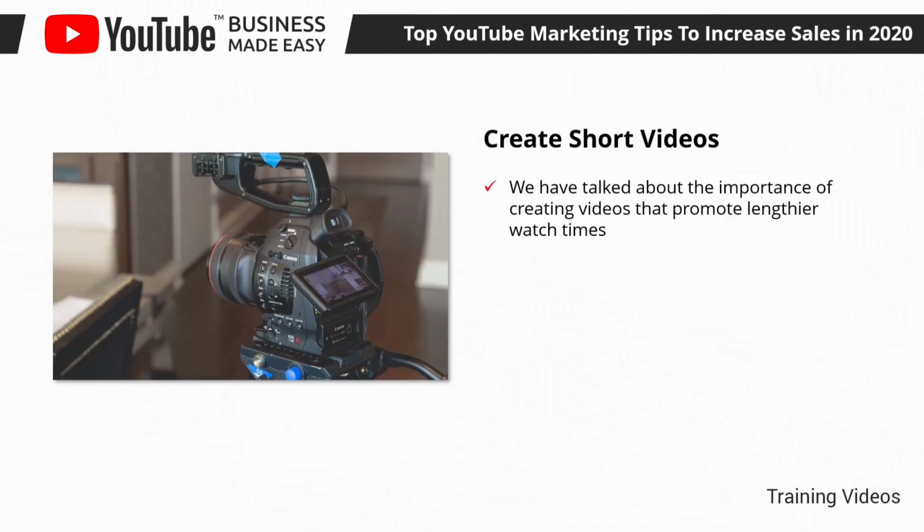We have talked about the importance of creating videos that promote lengthier watch times. These are videos that are on average between 6 to 25 minutes long, and the intention is to boost retention. But it so happens that the contrary can work as well, if not better in some instances. That's why it is important to include short videos into your mix. Videos that last less than 2 minutes can generate over 50% of your views, and they're more effective to deliver your message to certain leads at certain stages of your sales funnel.